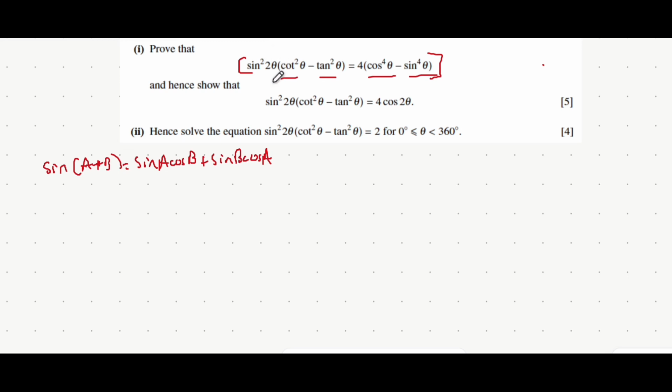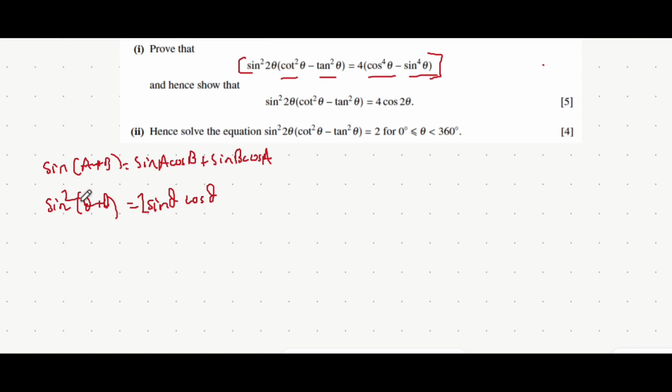Well, to find sine squared 2 theta, let's first find sine of 2 theta. We can separate 2 theta into theta plus theta, and that helps us use this compound angle formula. So we get sine theta cos theta, because A is theta and B is theta as well, plus sine theta cos theta again. Because these are like terms, we can just say that they add together to give you 2 sine theta cos theta. So let's do that.